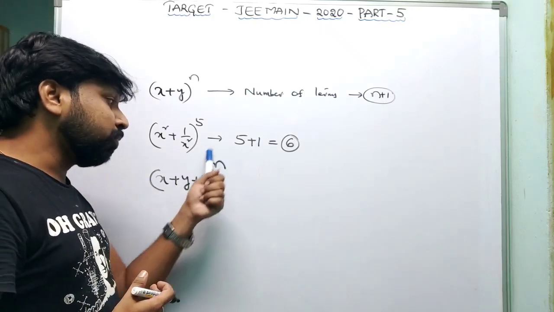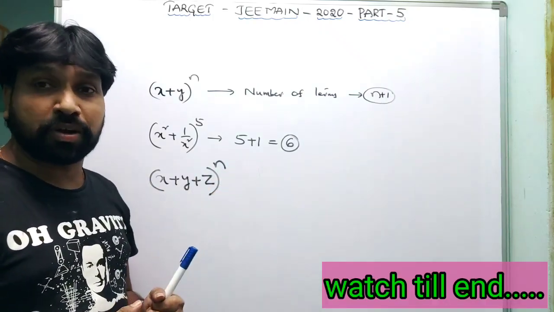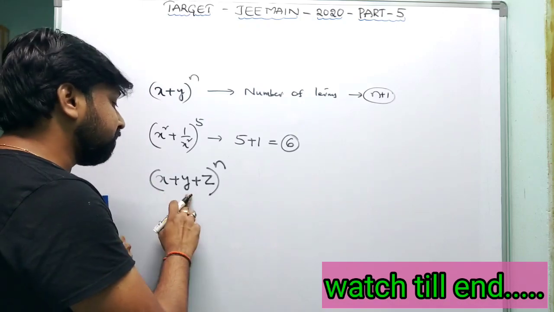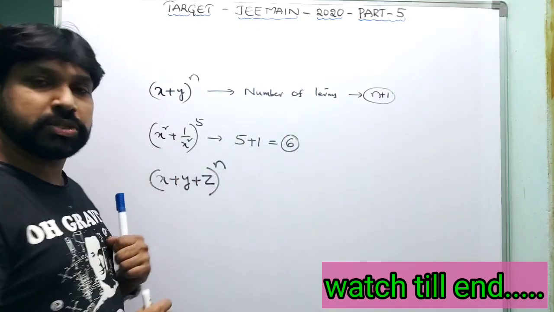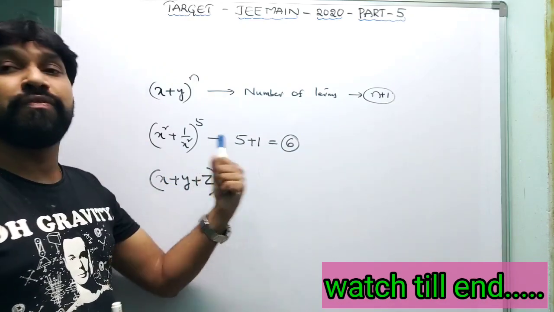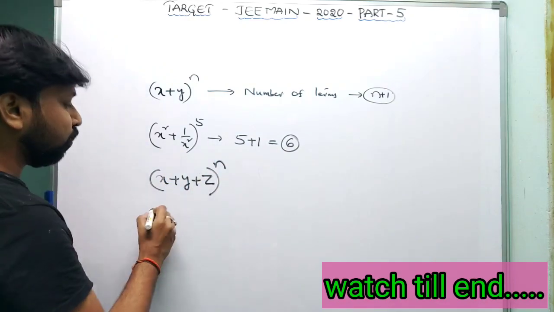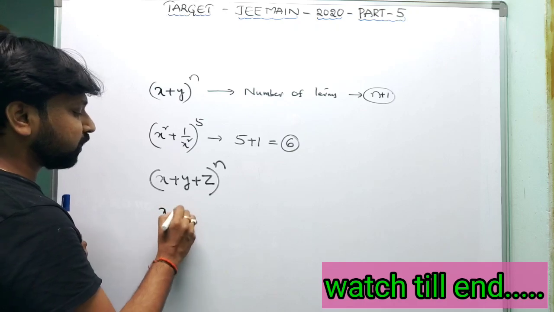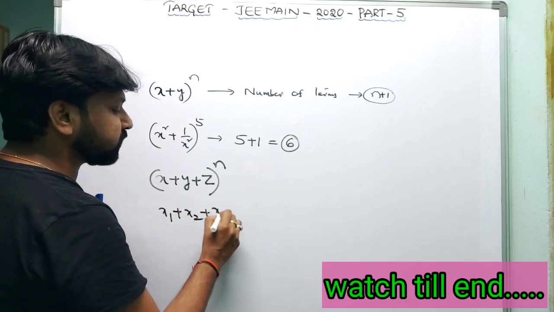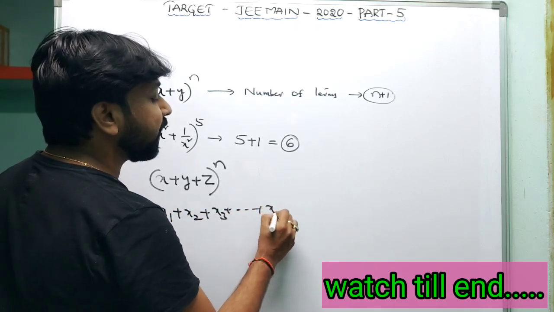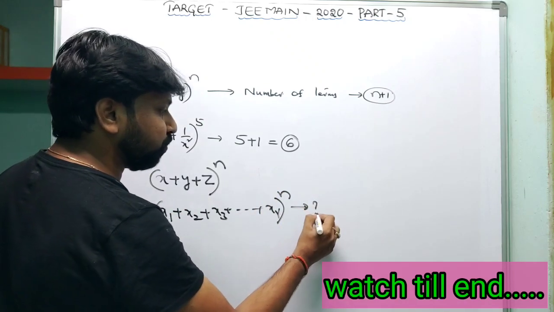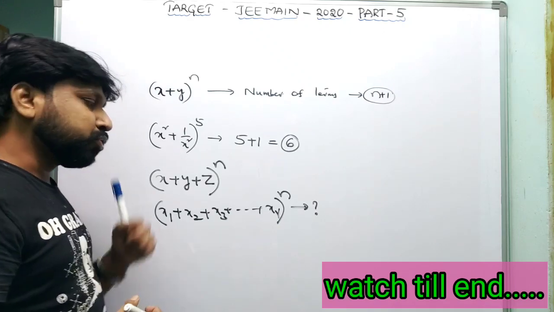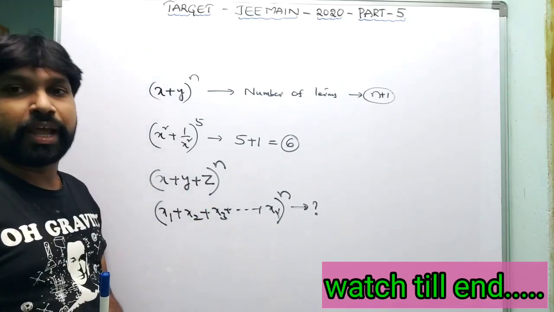Now you cannot write the total number of terms as n plus 1, because the number of terms here is 3 terms. If it is 2 terms you can write n plus 1, but whereas it is 3, we cannot write that. And moreover they can ask the question like this also: (x1 plus x2 plus x3 plus ... plus xr) whole power n. How many total number of terms do you have in this expansion? This kind of question is also a very important area, friends.